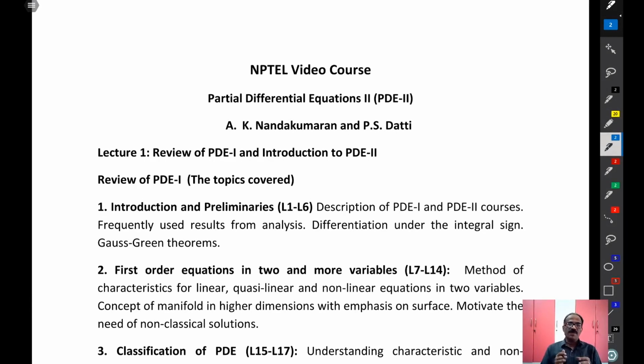So before attempting to take this course, we strongly advise you to go through the course PDE1. On the other hand, if you are already familiar with the course PDE1, you may directly look into this course. It's not really an advanced course, but it's a first course. PDE1 and PDE2 together constitute one full semester course.